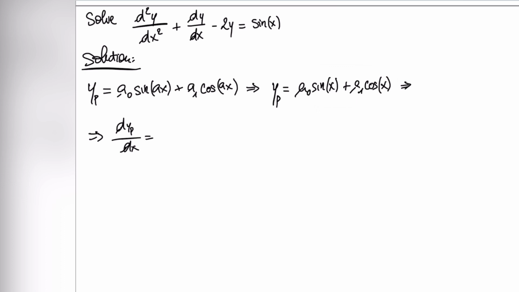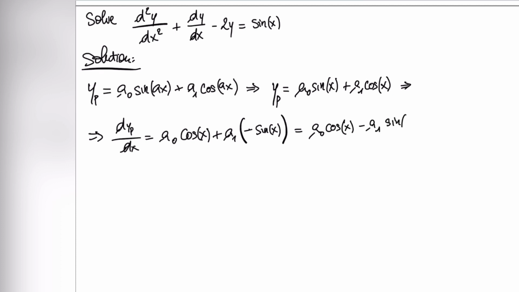is equal to a0 cosine of x, because derivative of sine of x is cosine of x, plus a1, the derivative of cosine of x is minus sine of x, so minus sine of x. This is equal to a0 cosine of x minus a1 sine of x.